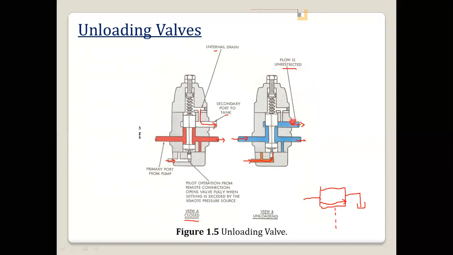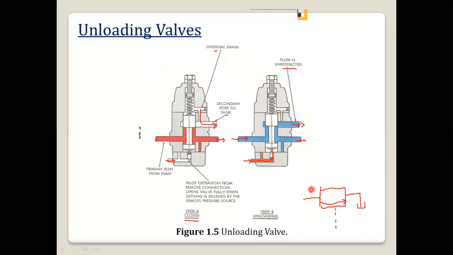So that's why we are indicating this blue line. Here the red line indicates the high pressure line. In the closed position, the tank port was blocked. The tank port will get open when we apply the pressure, that is the pilot pressure, externally to this spool. So in this way we can directly bypass the main line oil, the main pressure oil, to the tank.